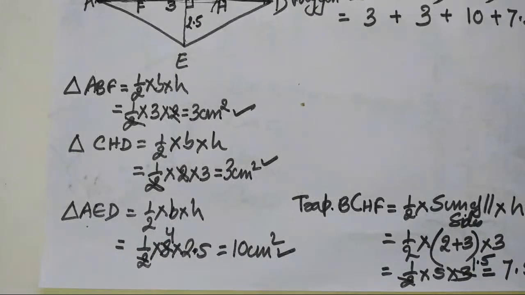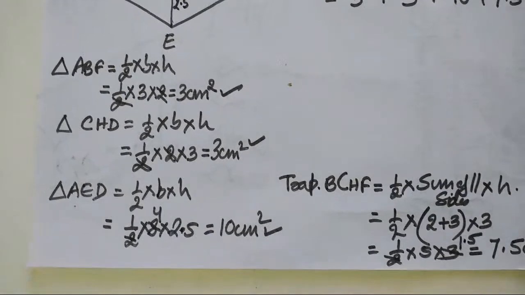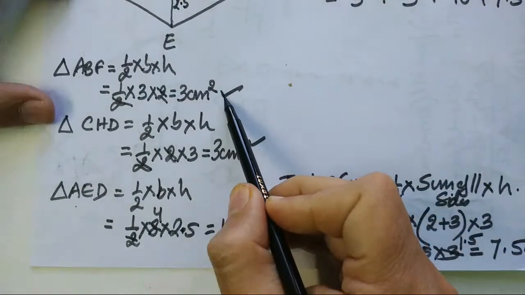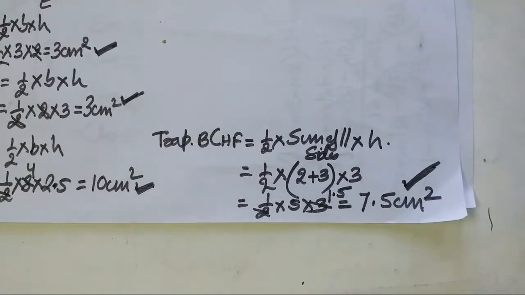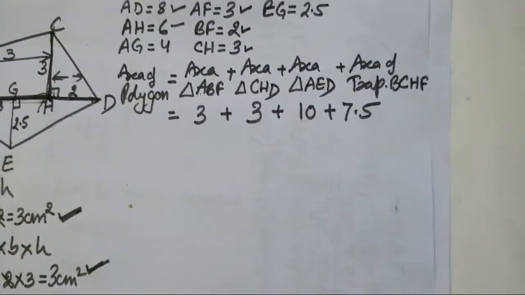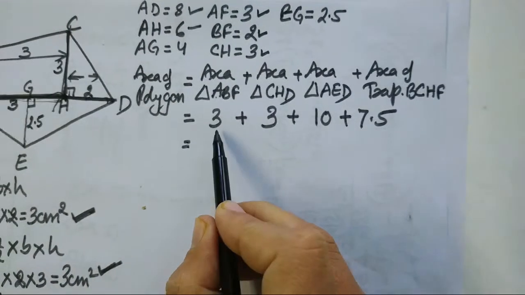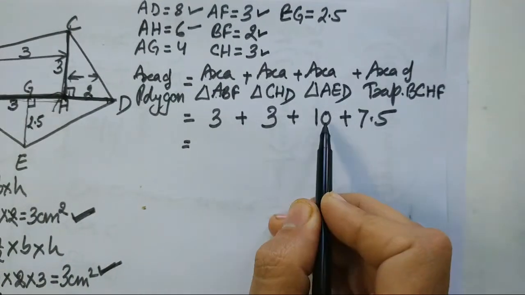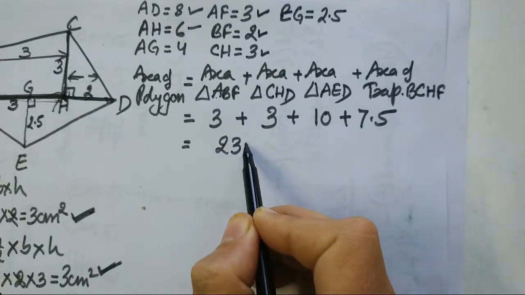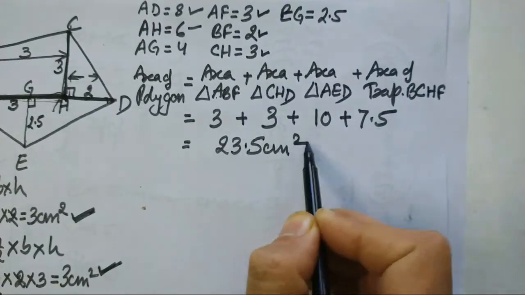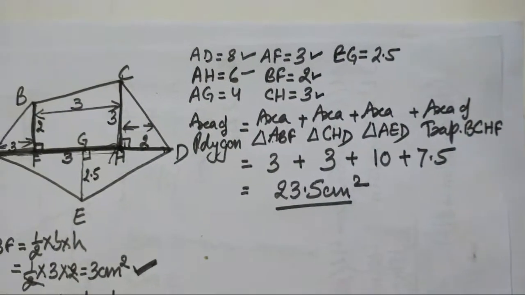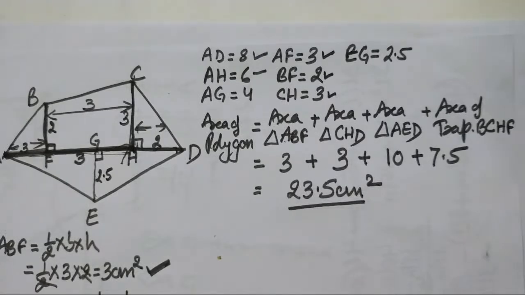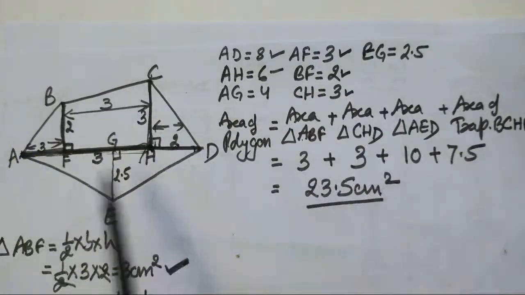You can check this explanation again. You will understand how I got the 3 triangles' area. These are the 3 triangles and this is the trapezium area. So when we put all these together, we will get the area of the full polygon. So 6, 10, 16, 20, the area of the whole polygon is 23.5 centimeter square. So we have found the area of the polygon by dividing the polygon into parts.